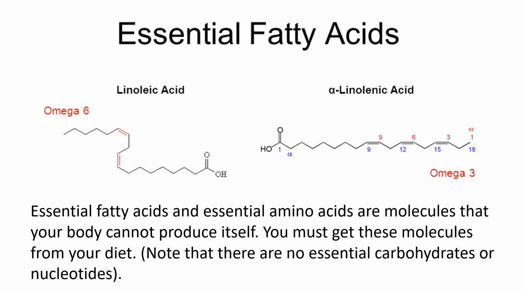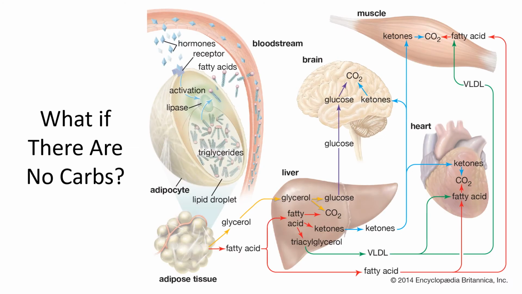And there are no essential carbohydrates. You can make your own glucose, you can make your own galactose, etc. So you don't actually need carbohydrates in your diet. You don't actually need nucleotides in your diet. Humans are opportunists. We can live on a diversity of diets.